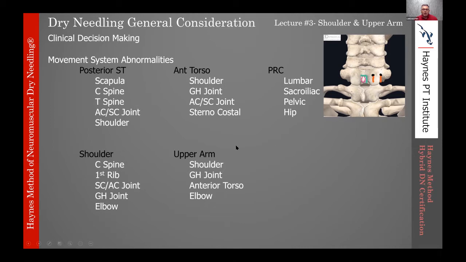And then in the upper arm, again, the glenohumeral joint, we have to look at the anterior torso, and further distally again the elbow. So we have to make sure that we're looking in a lot of different areas for this movement dysfunction, this problem that we're trying to consider dealing with. If there's a pain dysfunction present, we have to look at these different areas.